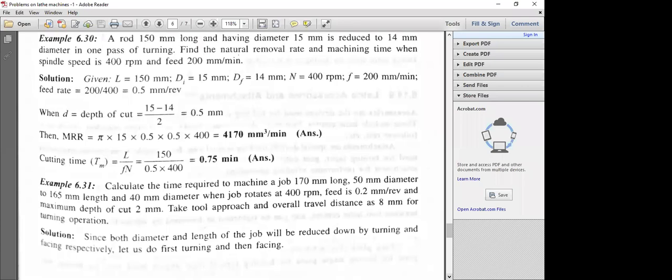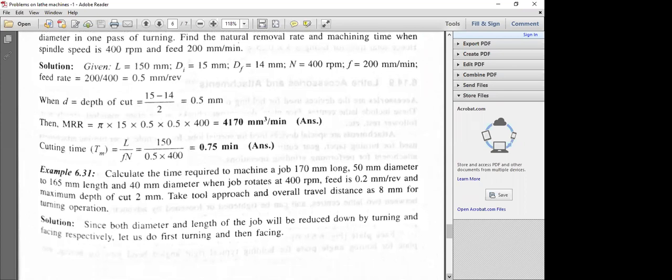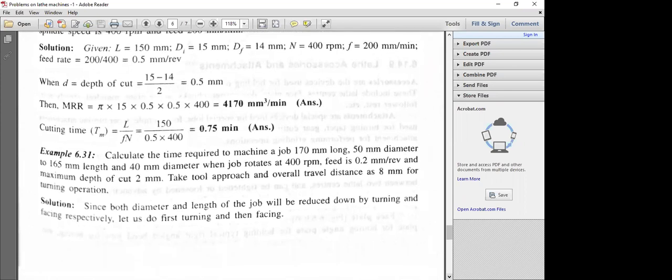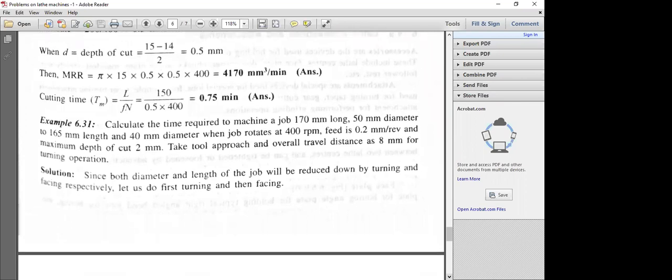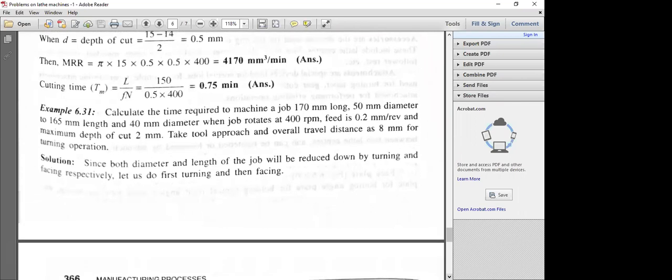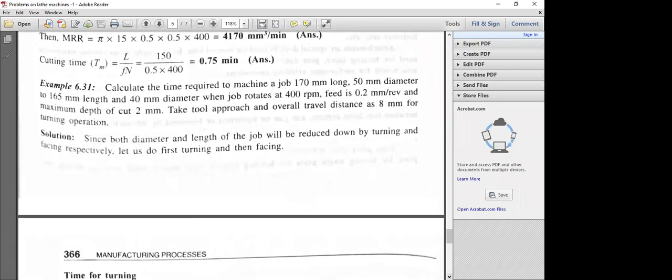The diameter of the job will be reduced from 50 mm to a final diameter Df, and the length of the job, the initial length of the job, Li. Here you can give Li as 170 mm, Lf is 165 mm. So go for writing down the given data as far as the problem is concerned and proceed with the problem like this. This is a very important typical problem that can be asked in section B.